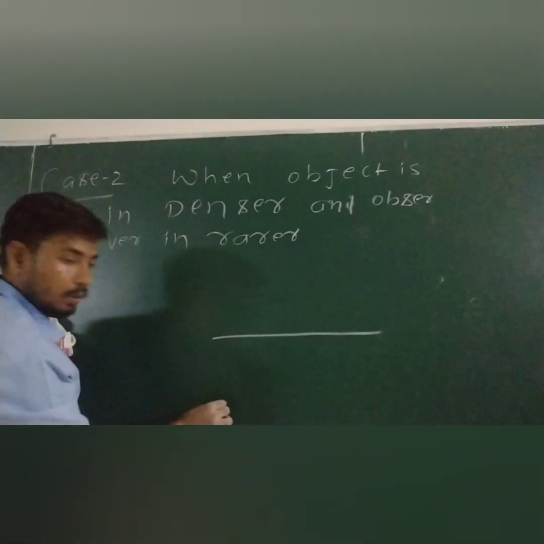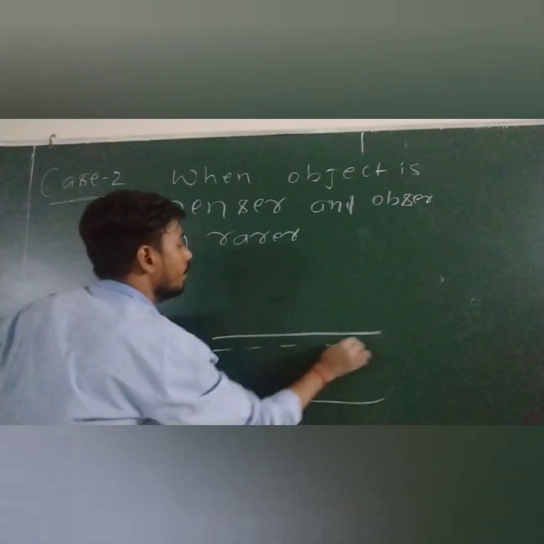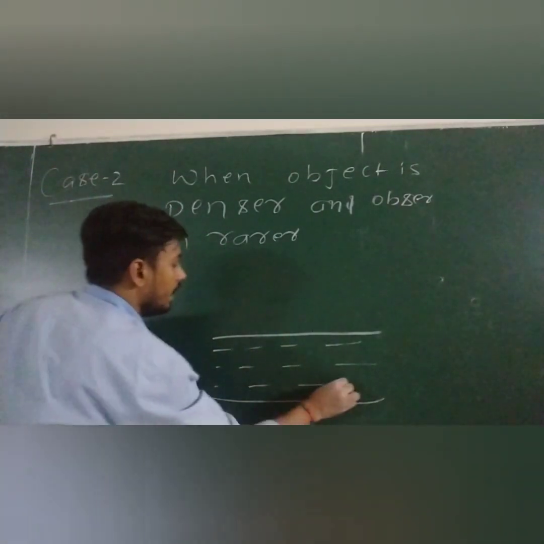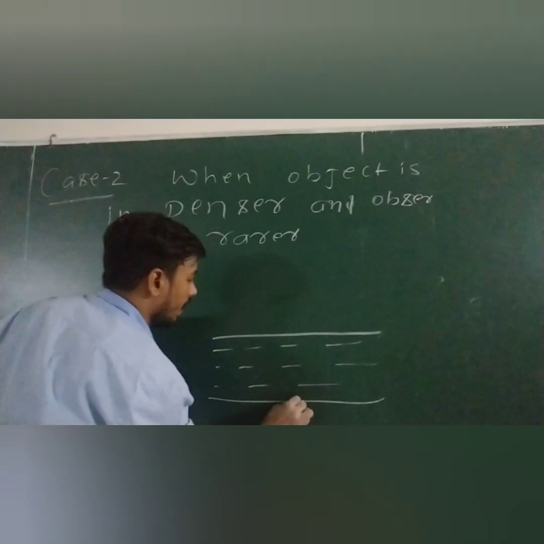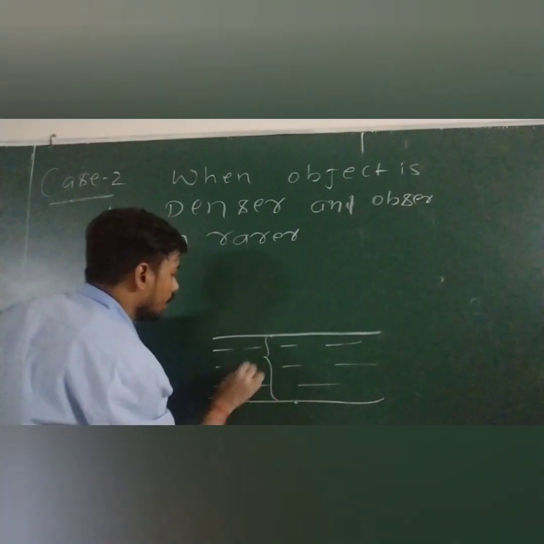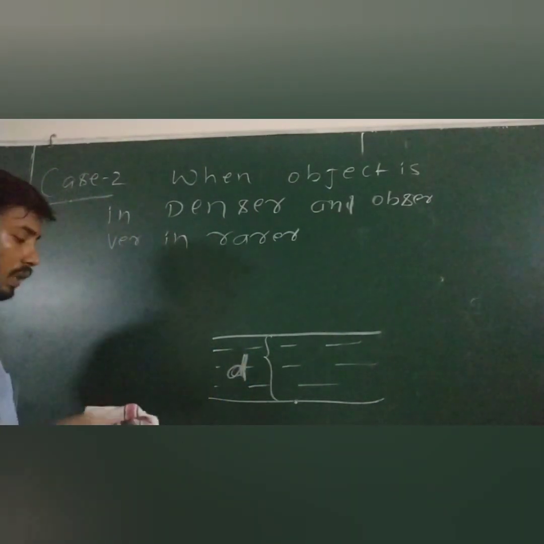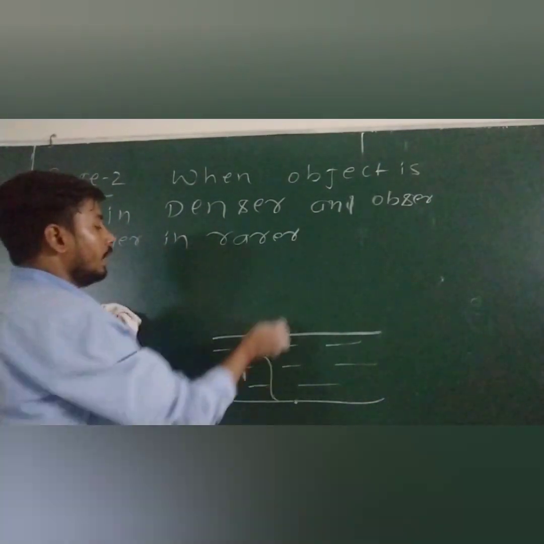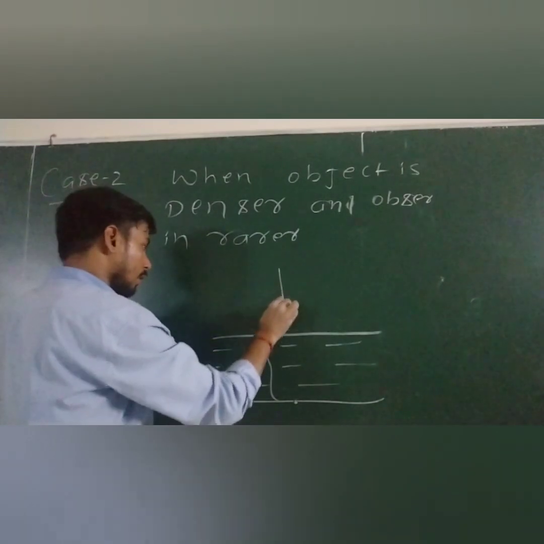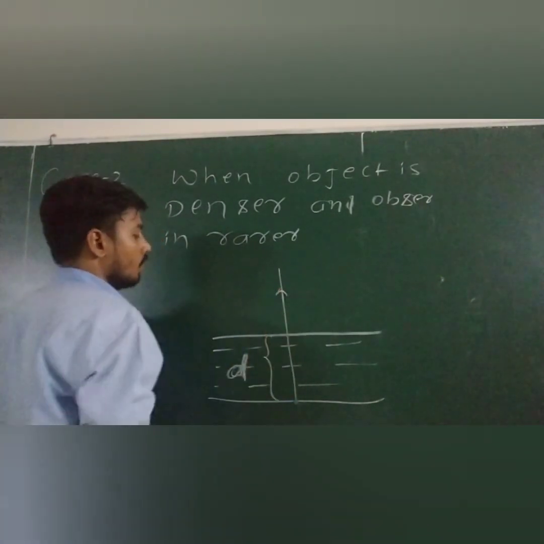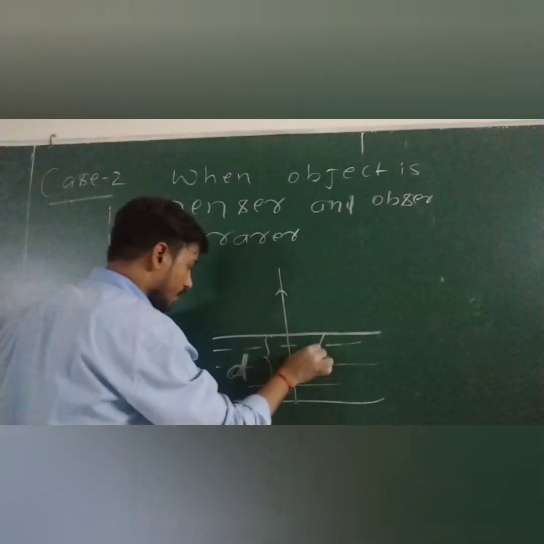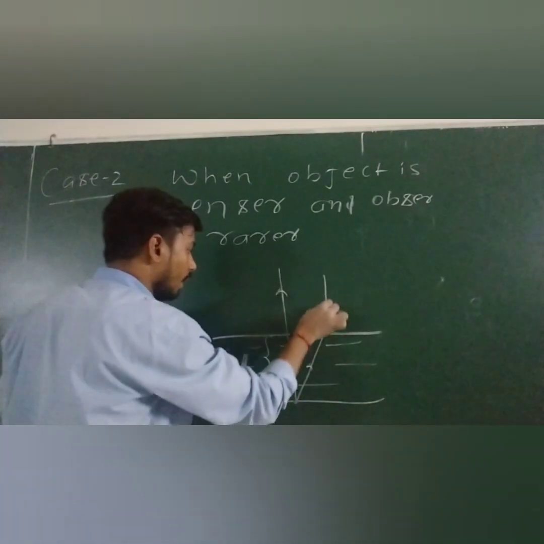See, suppose this is a river, and here one object is kept. I assume the depth of this object is d. So basically, one ray will go from this object like that. This is the normal.